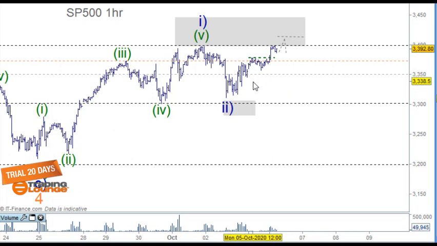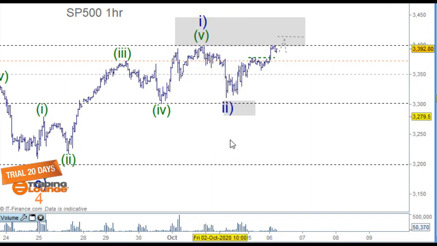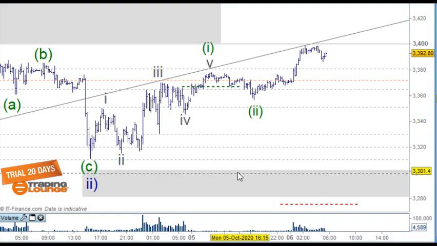Because we've got 5 waves here, we're not going to get just a little tiny 5 waves here and that's it, and finished at that point. We'd have to get more than that. We'd have to get some sort of equality between this one and the next one. So yeah, we should see this just move higher again here.